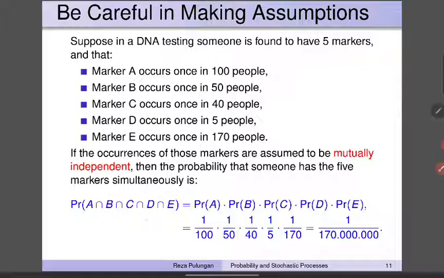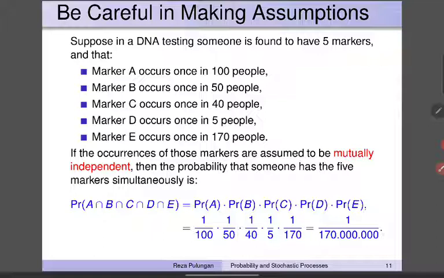basically, according to the previous definition, the probability of A intersection B, intersection C, intersection D, and intersection E is just equal to the product of those probabilities, which is the product of 1/100 times 1/50 times 1/40 times 1/5 times 1/170, and this is equal to 1 divided by 170 million.